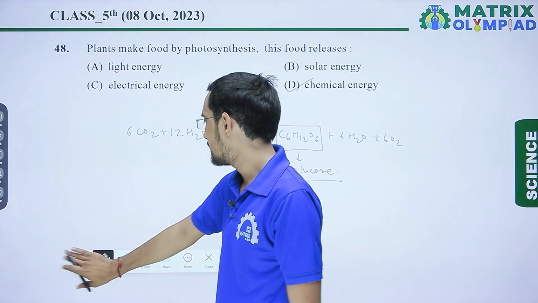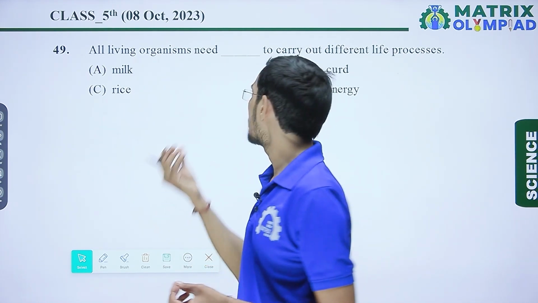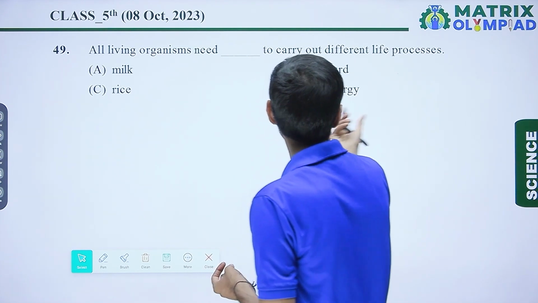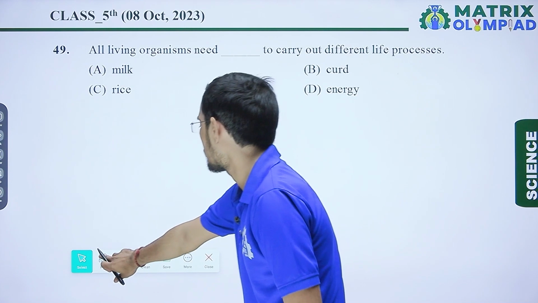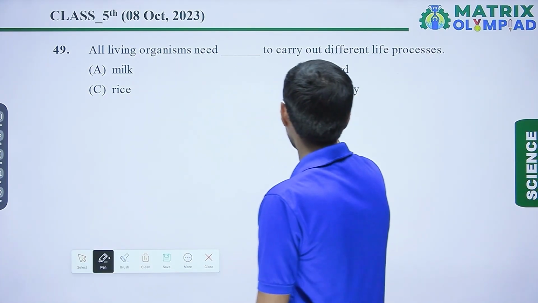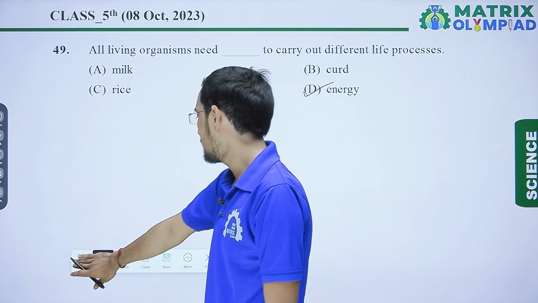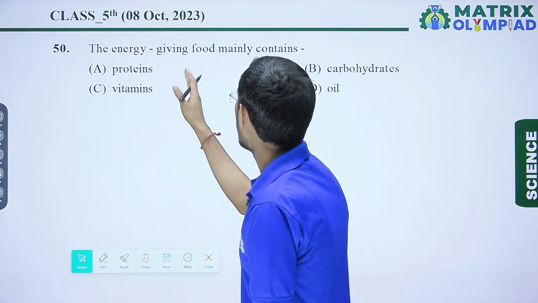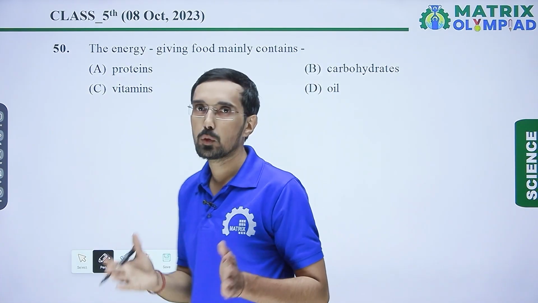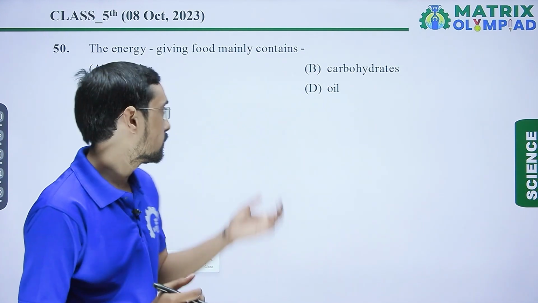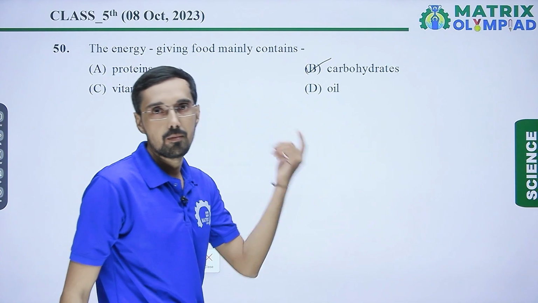Now next question is: all living organisms need dash to carry out different life processes. As we all know, energy is the important source for all living organisms. So option number D is the most appropriate. Now next question is: the energy giving food mainly contains which component? That will be carbohydrates. So the correct answer will be option B.